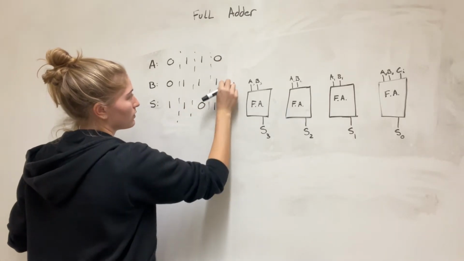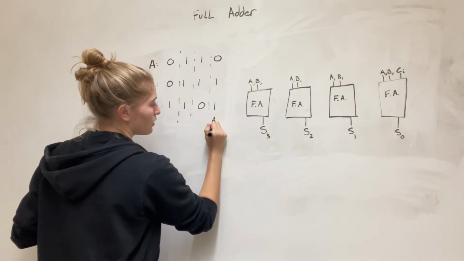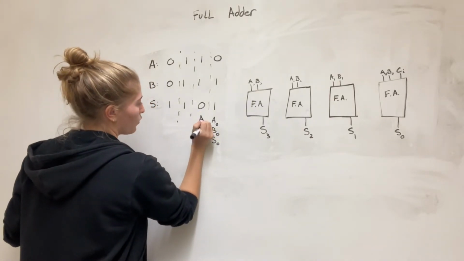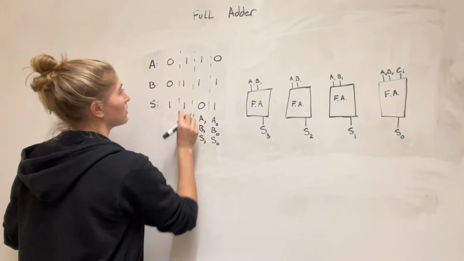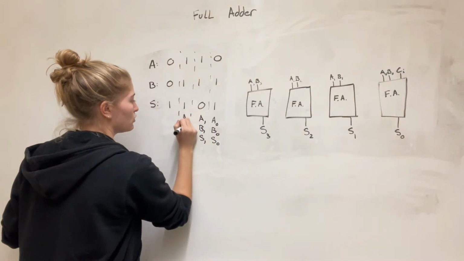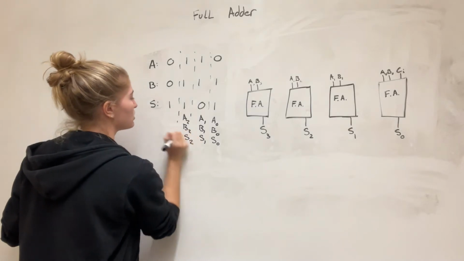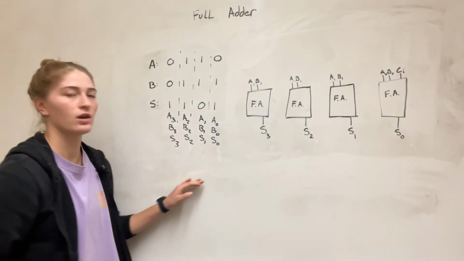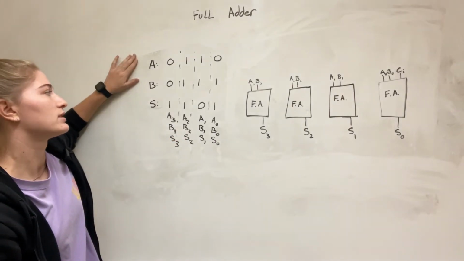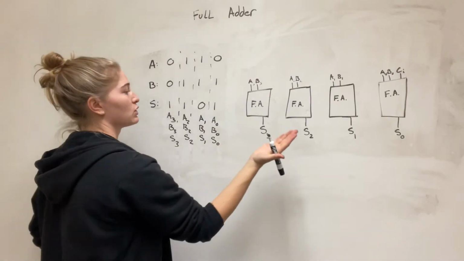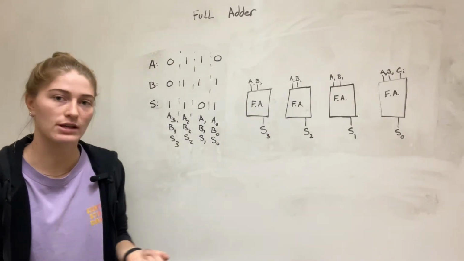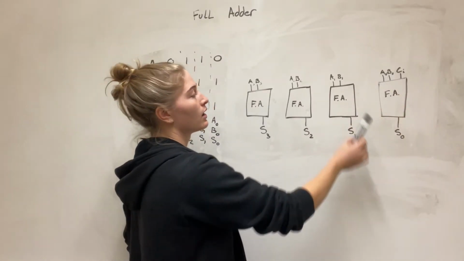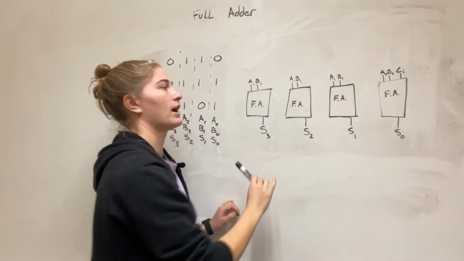And so for this first one, it will be A0, B0, S0, etc. This will be A1, B1, S1. This will be A2, B2, S2, and A3, B3, and S3. So now that we have our inputs and our outputs labeled, you can transfer them to our full bit adders, and you can see that I've already labeled them. We've got A0, B0, S0, A1, B1, S1, and so on.